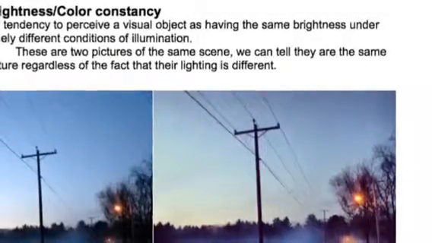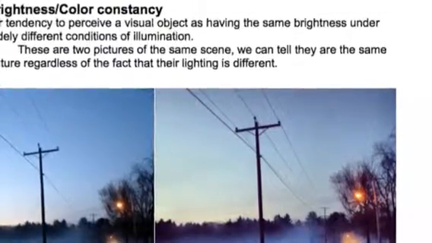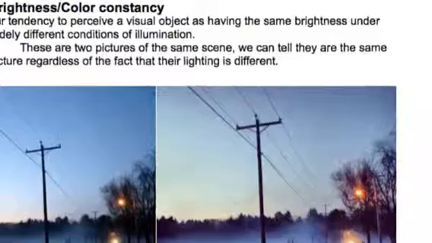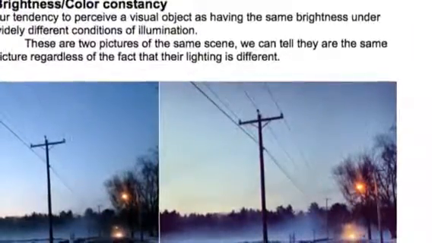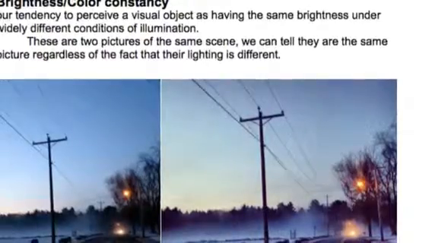Brightness constancy is our tendency to perceive a visual object as having the same brightness under widely different conditions of illumination. These are two pictures of the same scene. We can tell that they are the same picture regardless of the fact that their lighting is different.